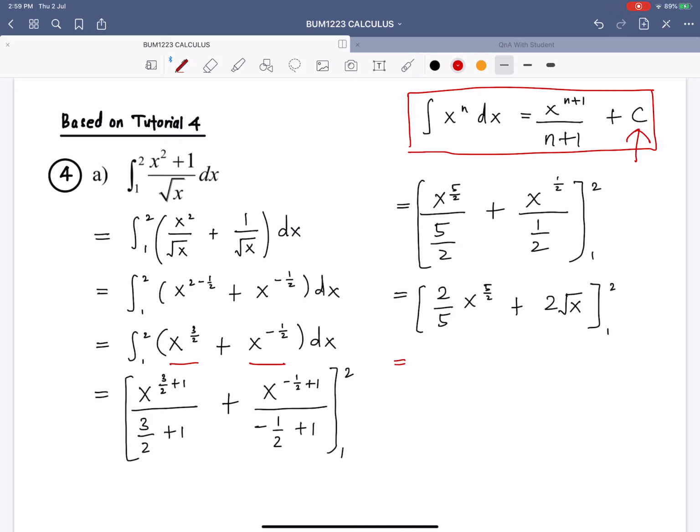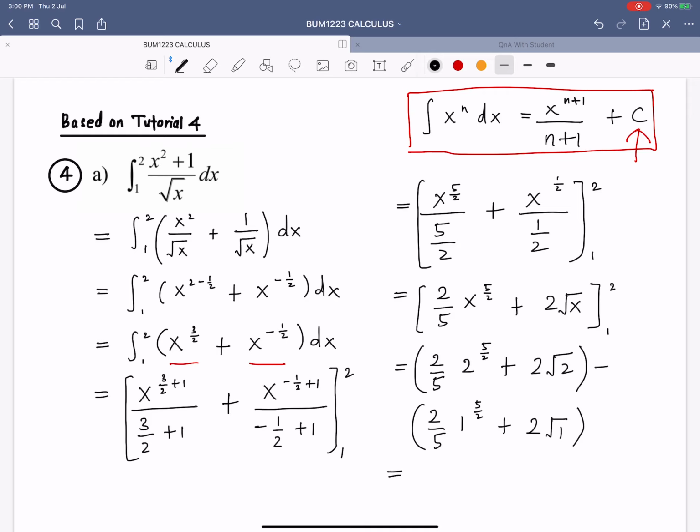Based on this, this is equal to 2/5 times 2 to the power of 5/2, plus 2 times square root 2, minus 2/5 times 1 to the power of 5/2, plus 2 times square root 1.